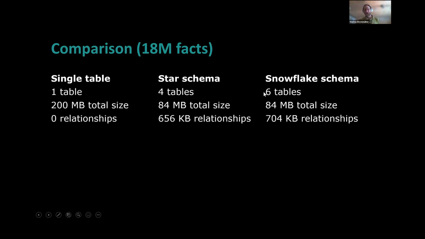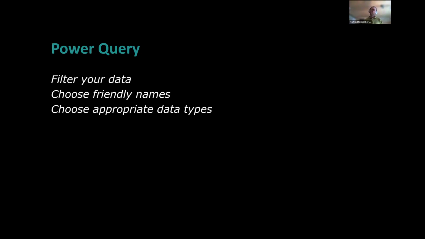And of course, the Snowflake schema has 6 tables, so two relationships more. So we have a little bit more of the relationships, which doesn't really make a big difference. So how can we create a star schema? How can we create a Snowflake schema? And the answer, at least for self-service, is Power Query.